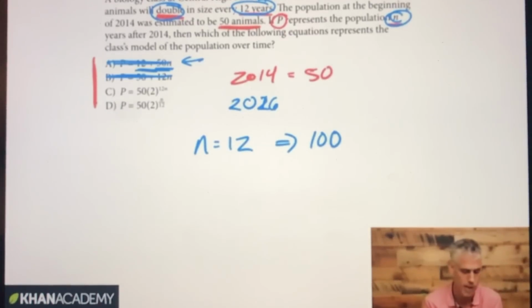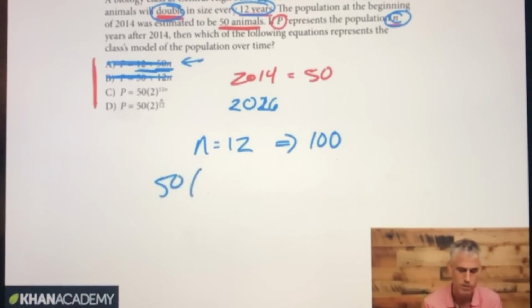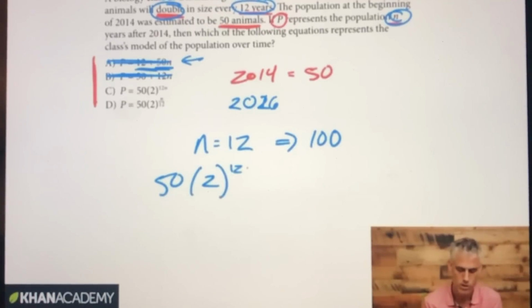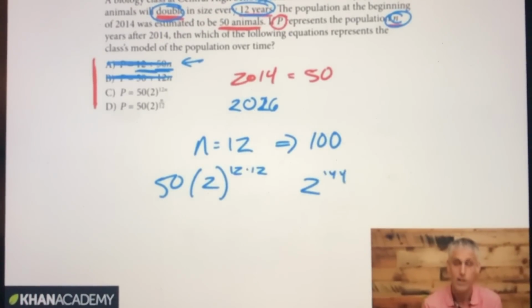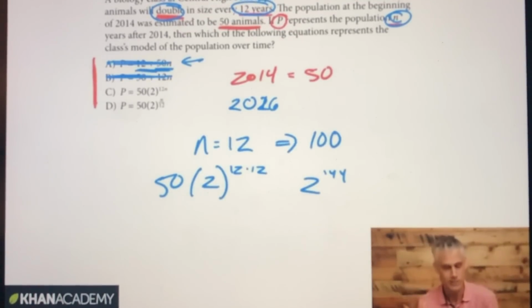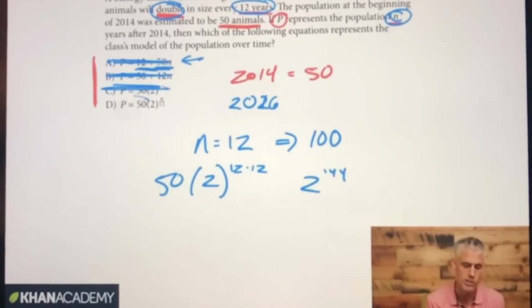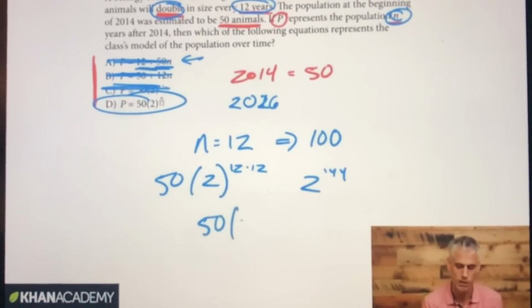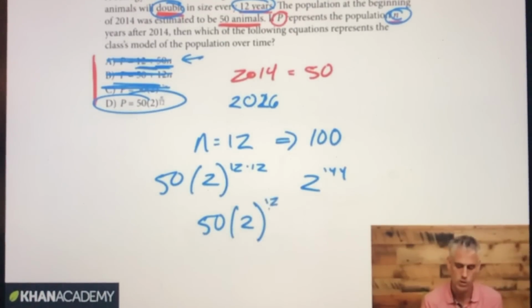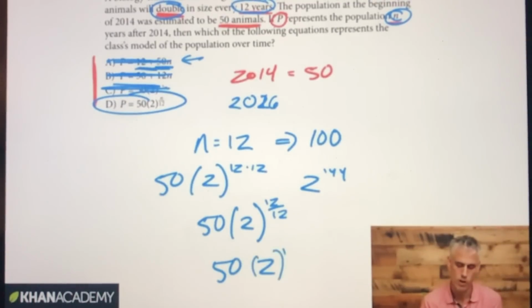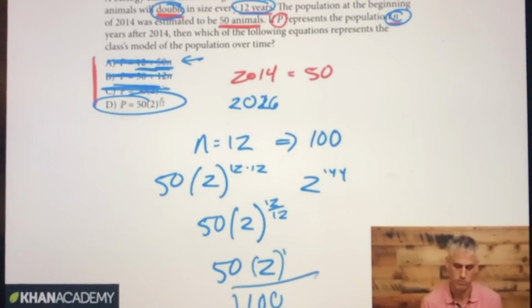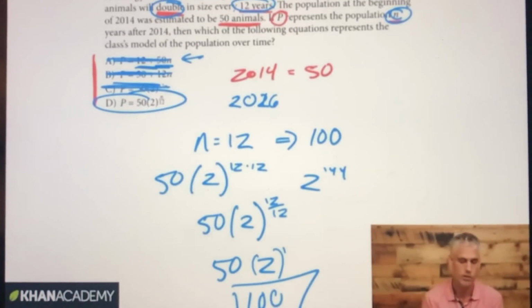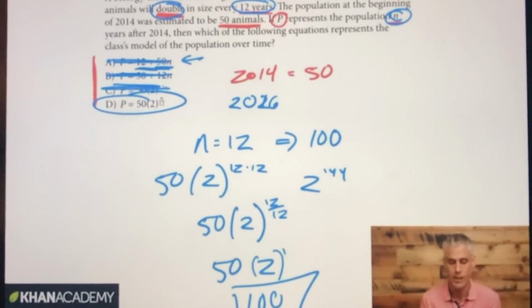So you may as well, let's just see what happens when we work it out. We have 50 times 2 to the 12 times 12. I mean, it's definitely not. 2 to the 144th power. That's huge. That number is immense. No way it's 100. So we could just say, okay, it's D. But let's just double check. 50 times 2 to the 12 over 12. 50 times 2 to the 1. 100. We have a winner. Okay, so we proved it to ourselves just by plugging in.